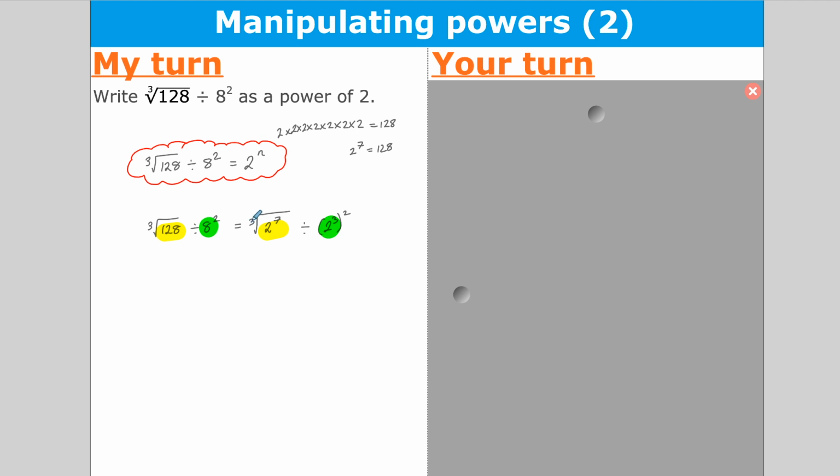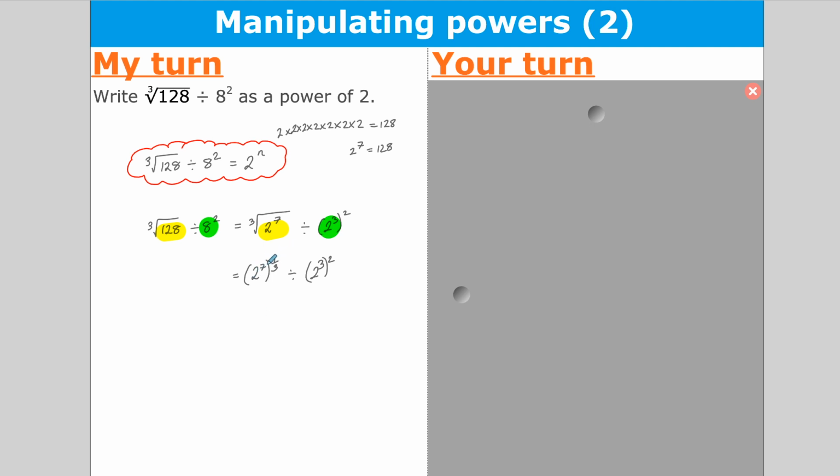Now I'm going to think of this cube root. That's the same thing as to the power of a third. So keep that 2 to the 7, but raise it to the power of a third. The cube root is the same as a power of a third. Keep that divide, keep that 2 cubed, and leave it to the power of 2 there.